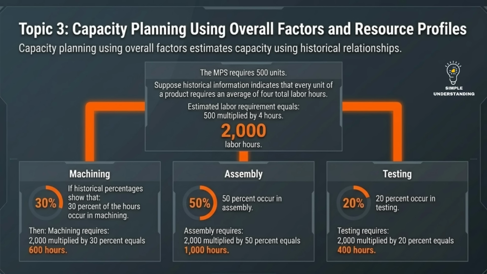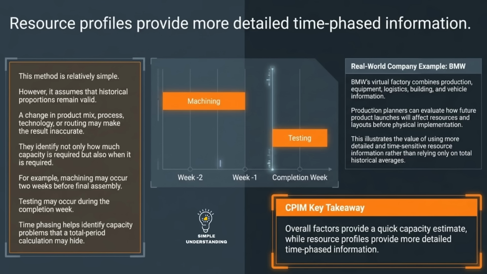If historical percentages show that 30% of the hours occur in machining, 50% occur in assembly, 20% occur in testing, then machining is 2,000 multiplied by 30%, equals 600 hours. Assembly requires 2,000 multiplied by 50%, equals 1,000 hours. Testing requires 2,000 multiplied by 20%, equals 400 hours. This method is relatively simple. However, it assumes that historical proportions remain valid. A change in product mix, process, technology, or routing may make the result inaccurate.